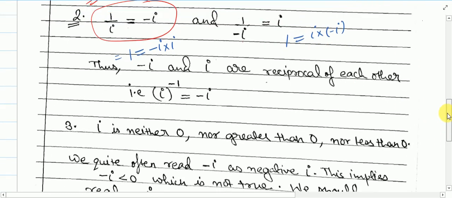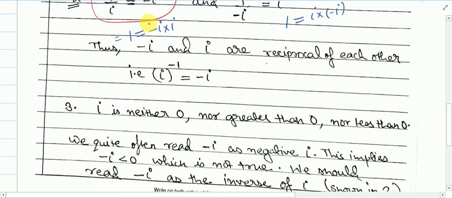So now tell me one thing, 2 into what will give me 1? Answer will be half, yes. Minus 3 into what will give me 1? Answer will be minus 1 by 3, yes.